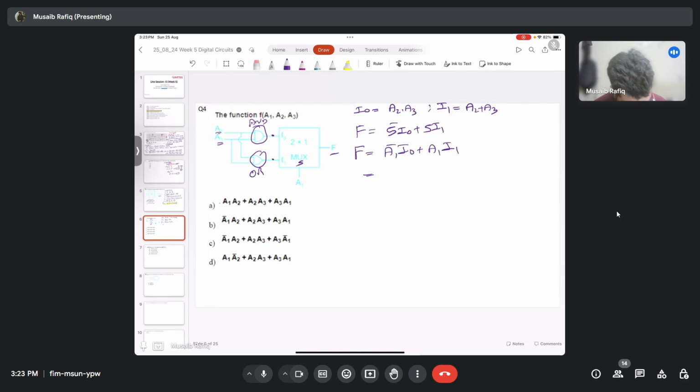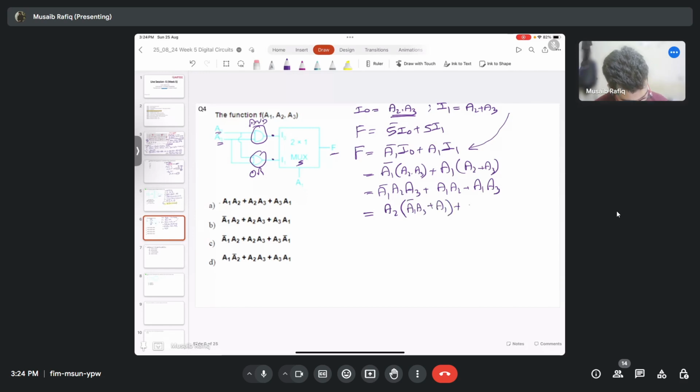And what is A1? A1 is A1. So what is I0? We found out here. So it is A2 dot A3 plus A1 times (A2 plus A3), plugging the value of I1 here, right? Then we have A1 bar A2 A3 plus A1 A2 plus A1 A3, right? Now looking at the expression, I think I can simplify it further. So I'll take A2 common out of the first two terms. What I'm left with is A1 bar A3 plus A1 plus A1 A3.